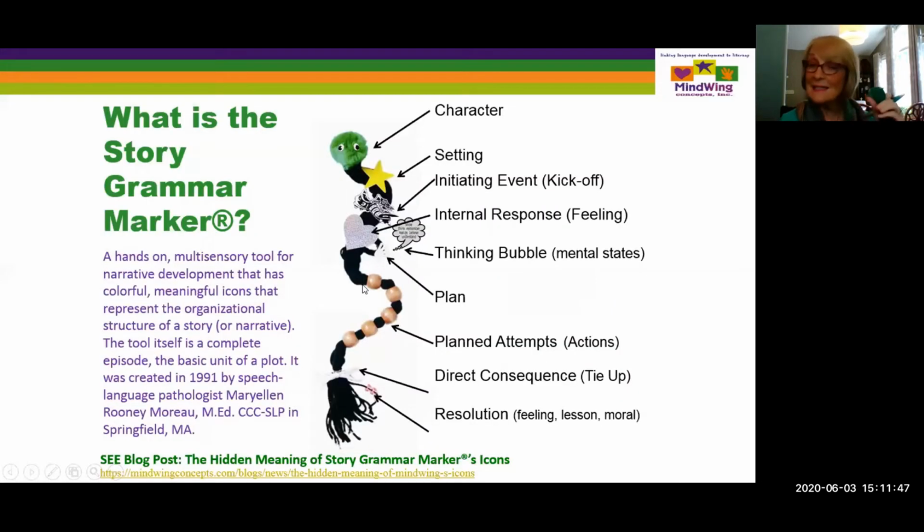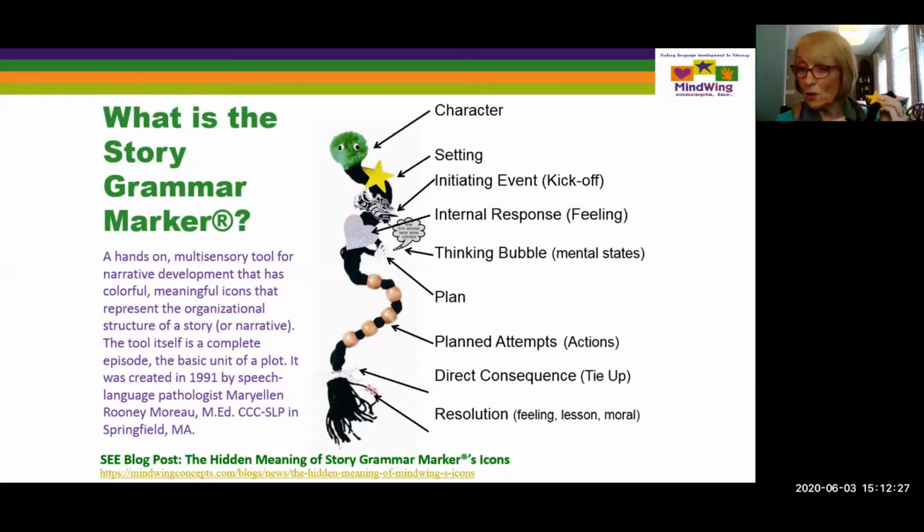Okay. This is the story grammar marker, and I'm holding it up here in a little section. These are icons to represent the big picture of a story. The character or characters. The setting is a star because sailors at night, if they're lost, they look to the stars to see where and when. The initiating event, which was my operation on Monday. The initiating event is the kickoff. It's something that was not expected necessarily in the setting. The feeling about the kickoff.